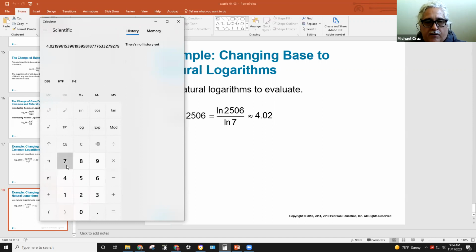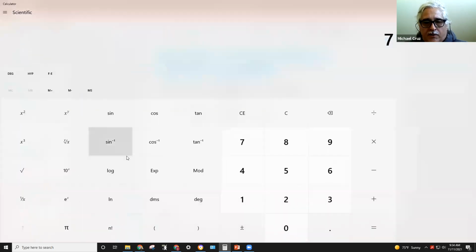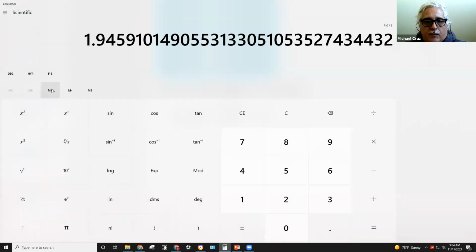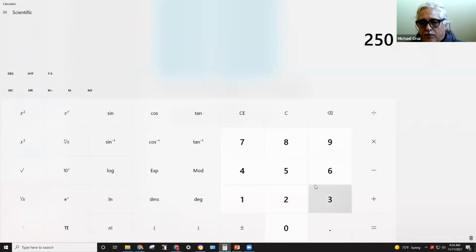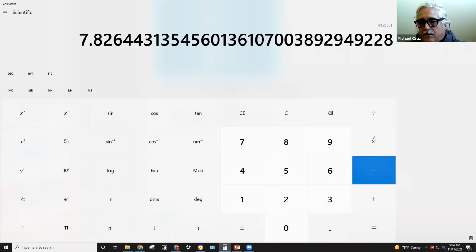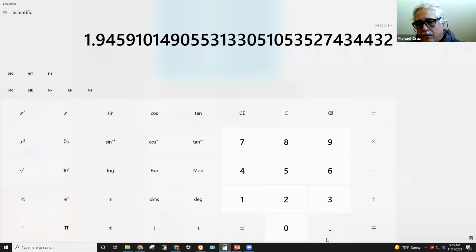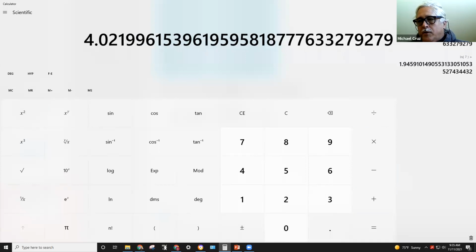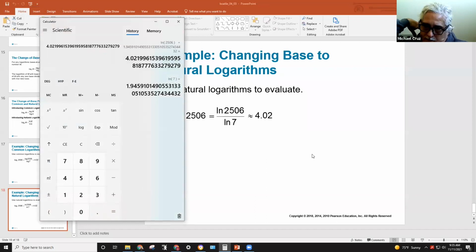All right. So 7. And I'm going to make it big to see the natural logarithm. Put it in the memory, and then it's 2506 divided by, and I want to recall that thing, 4.02, no matter which one you use. All right, any questions?